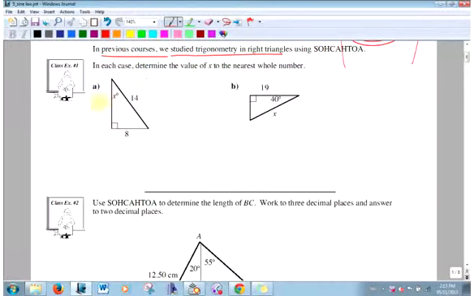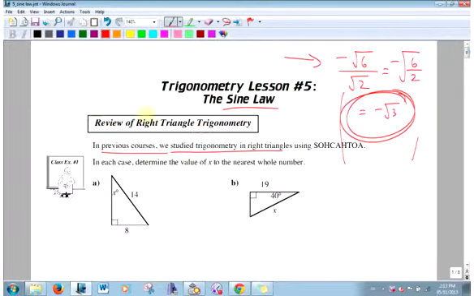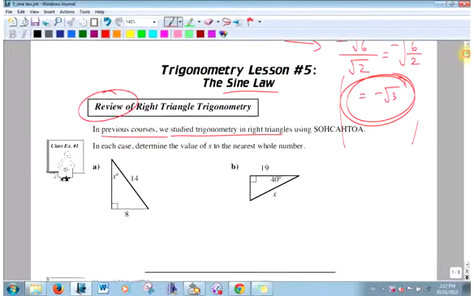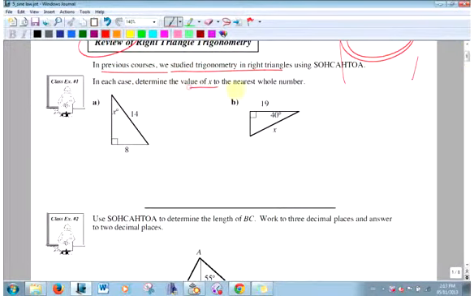But first, I'm going to do 4 days of grade 10 in about 5 minutes here. This is review. Determine x. What ratio are we going to use here? I know this SOH CAH TOA stuff. How do you know which one to use? Well, you figure out what you're given.